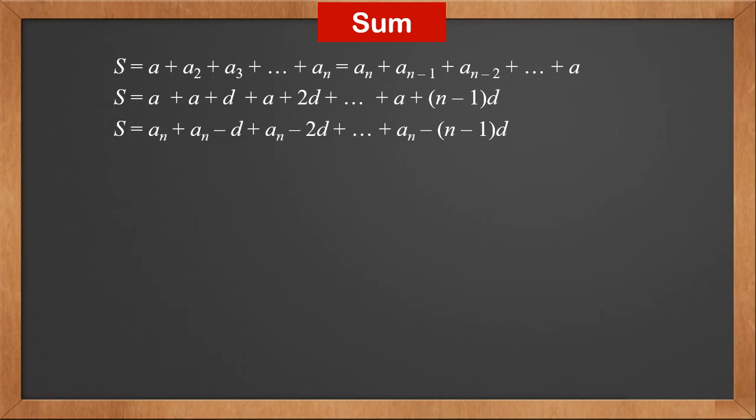If we add from an to a, we know an minus 1 is an minus d, an minus 2 is an minus 2d. So s is an, plus an minus d, plus an minus 2d, plus all the way to an minus n minus 1 d. Let's add these two together. It is 2s. The first two add to a plus an. The second two also add to a plus an, because plus d and minus d get cancelled. So are the third two, and all the way to the nth terms. So altogether there are n times a plus an.